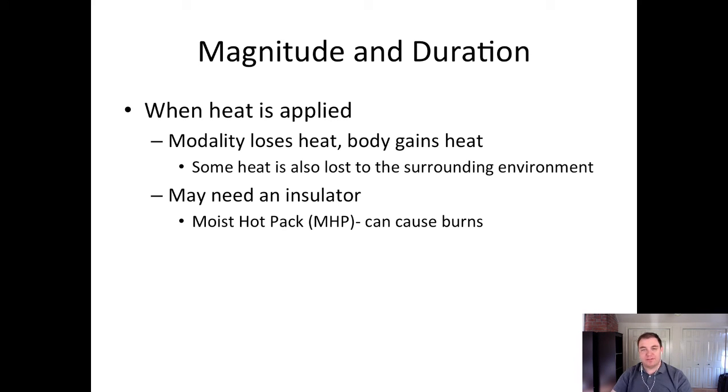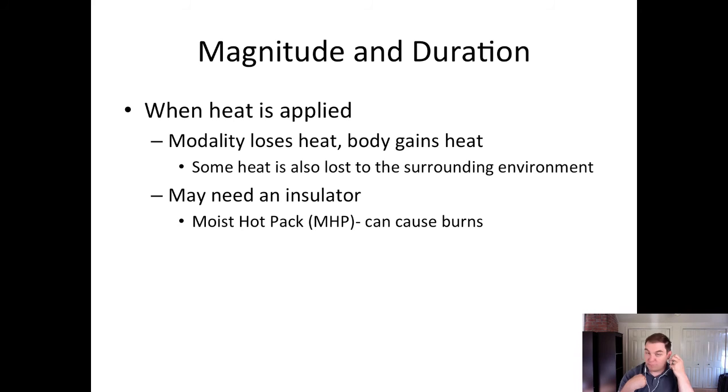So magnitude and duration. When heat is applied, the modality loses the heat and the body gains the heat. Versus ice, it's the opposite, right? So you place a hot pack on a patient's hamstring. That modality, heat is going from the hot pack to the hamstring. And obviously some heat is lost in the surrounding environment as well. You may need an insulator, right? So moist hot packs can cause burns.